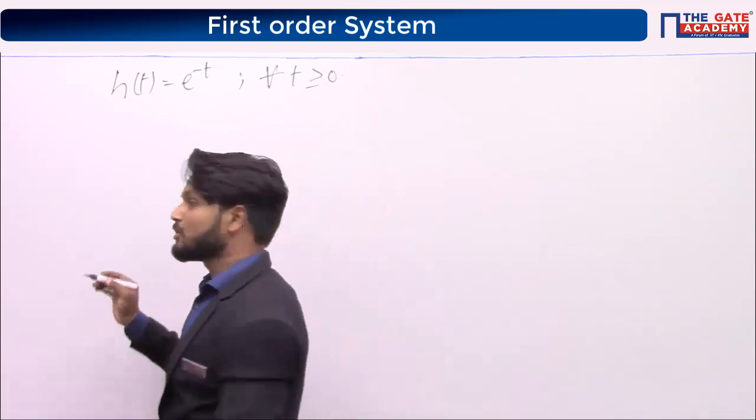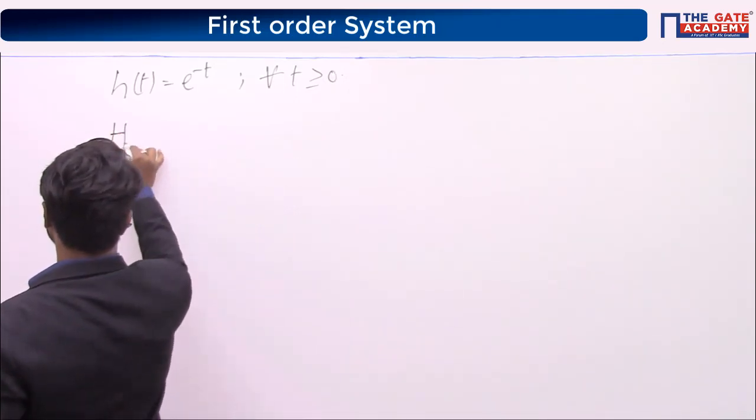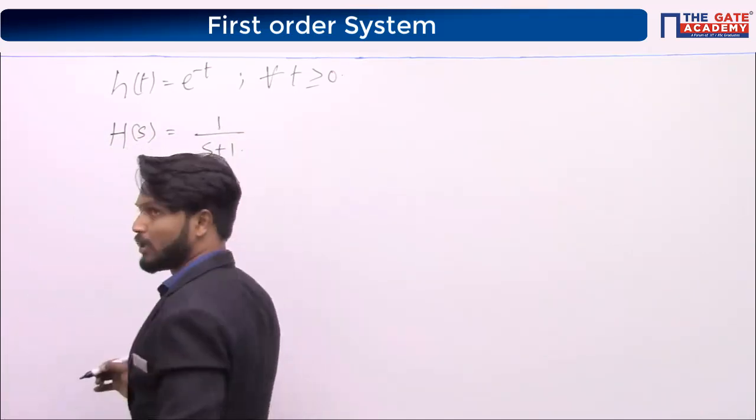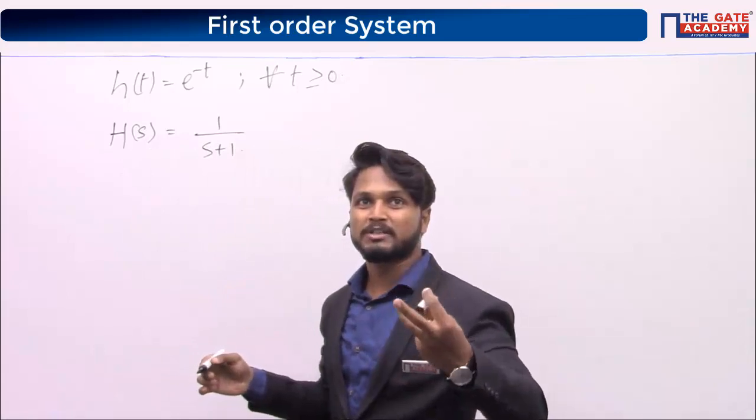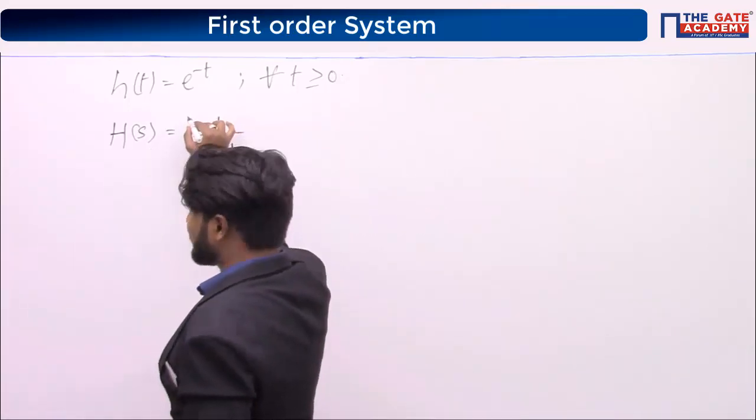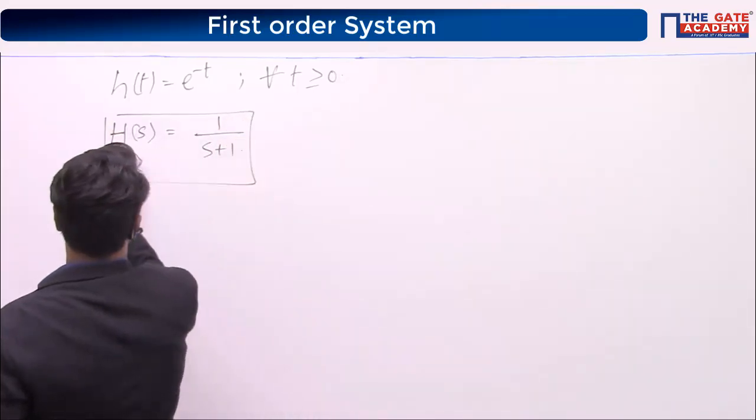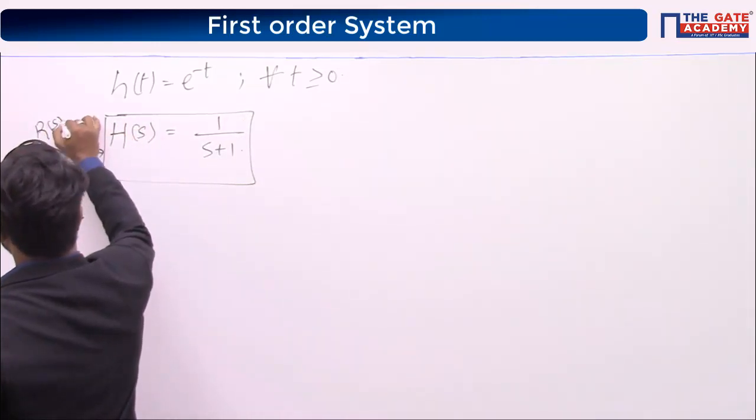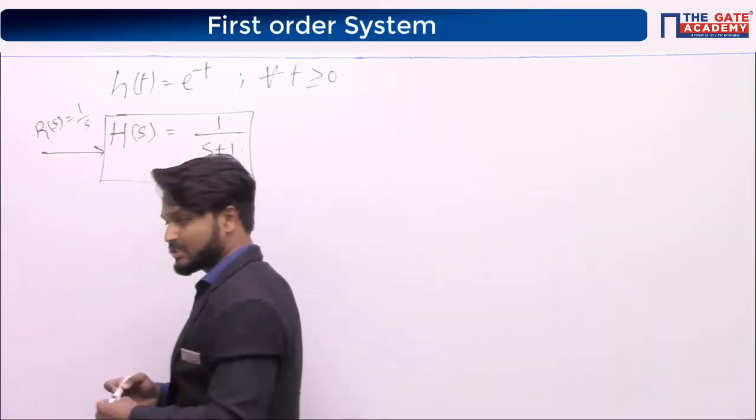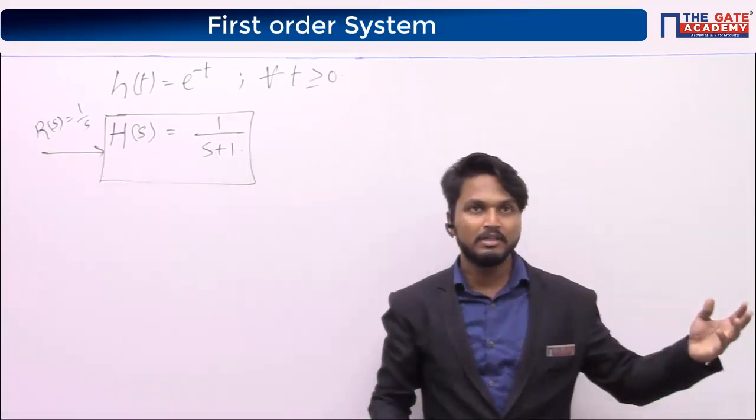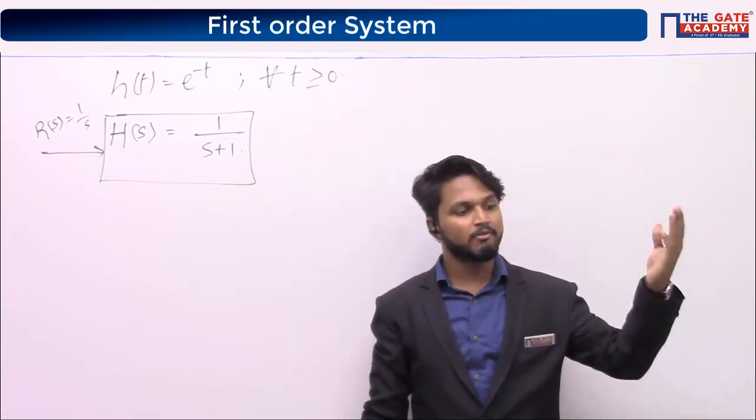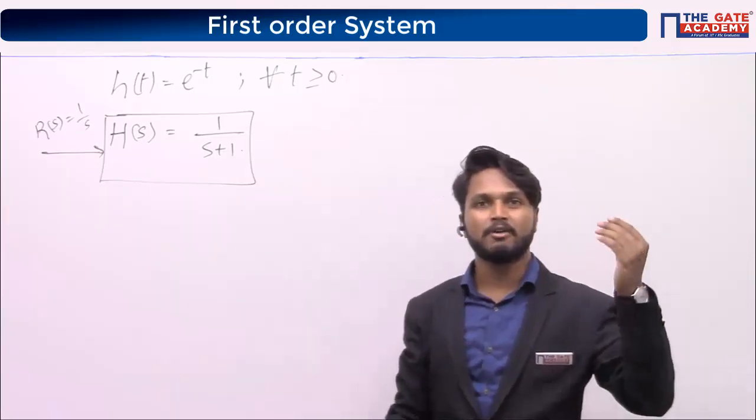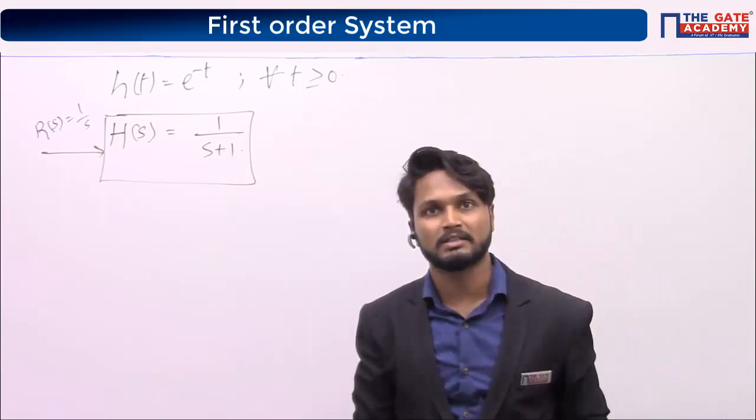Therefore, what is the transfer function of the system? Transfer function of the system, let us say H of s, is equal to 1 by (s plus 1), right? So what is the step response? To this system we have given a step input. What does step input mean? R of s is equal to 1 by s. For this system, the steady state value of output for unit step input is asked, right? Impulse response is given.